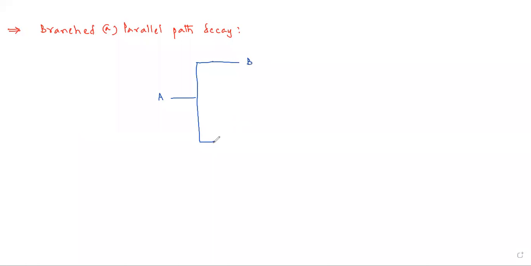Let us see branch or parallel path decay. Now we know what a parallel path decay is. Let us suppose a radioactive substance A is disintegrating into B as well as C in parallel path.